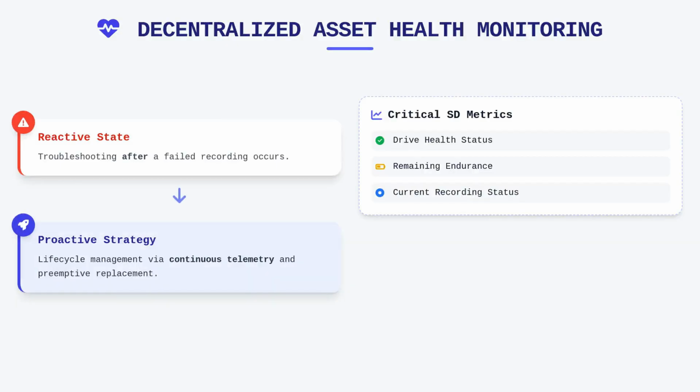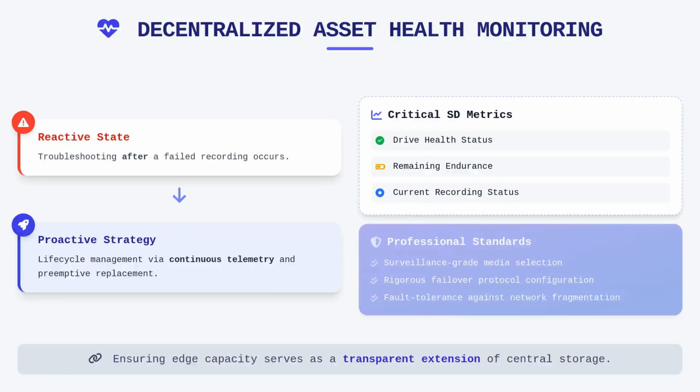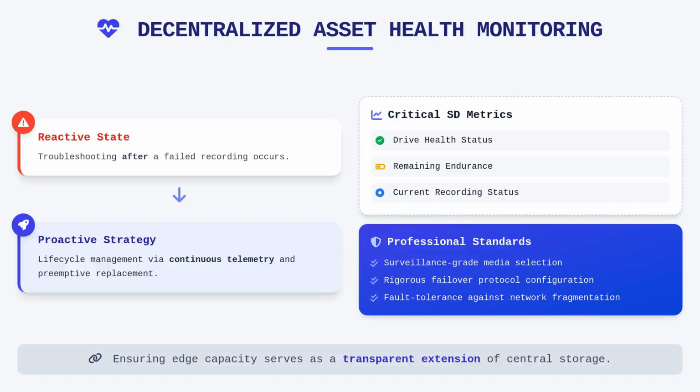Our goal is to maintain the reliability of the entire network by ensuring that the edge capacity serves as a transparent extension of the central storage architecture. Through careful selection of surveillance-grade media and rigorous configuration of the failover protocols, we can build a fault-tolerant system capable of surviving severe network fragmentation. These practices define the professional standard for decentralized storage, ensuring that your video data remains reliable, secure, and accessible under any conditions.